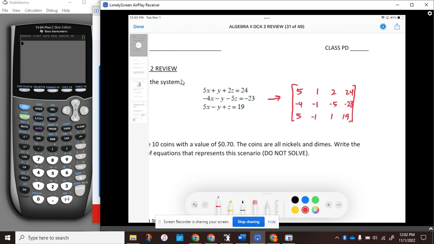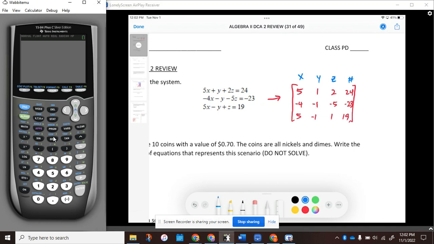Okay, so all we were doing right there is we were just taking the coefficients from x and y and z. These are all the coefficients of x and coefficients of y and coefficients on z, and then all of the constant numbers from the other side of the equal sign. Okay, that's what this matrix was.